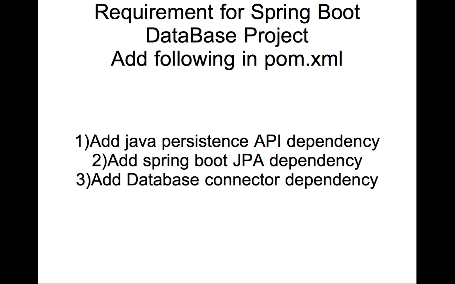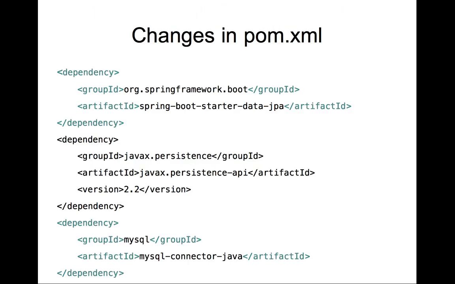Next, when you go for creating a dynamic web application with the help of a database, you need to add 3 more dependencies with the existing dependencies whichever you are getting from spring.io. First one, Java Persistence API. Second, it is the Spring Boot JPA dependency. Third, it is the database connector dependency, whichever database you want to use. And finally, in the pom.xml, you have to add the dependency for this.